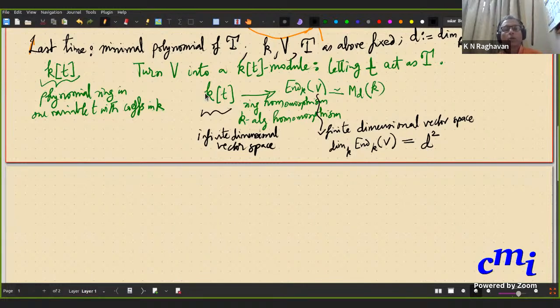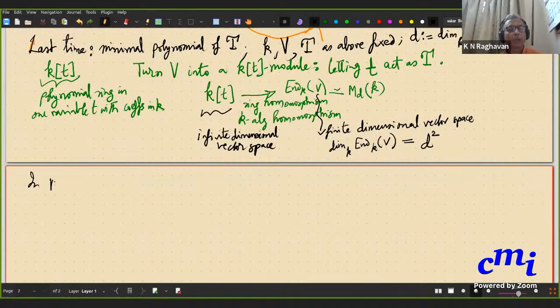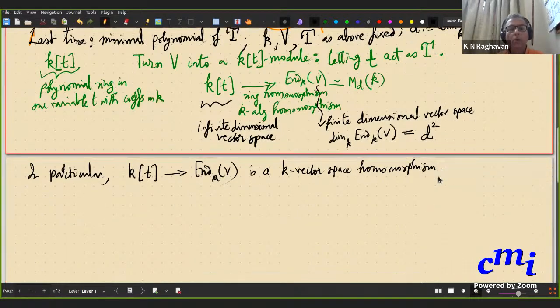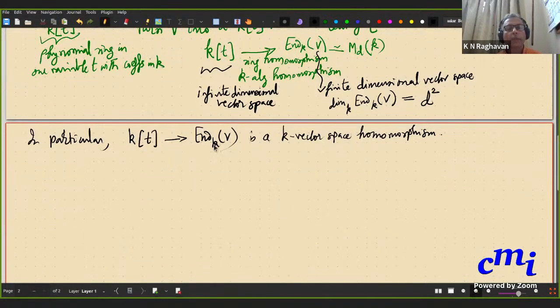Okay. Now, this is a ring homomorphism. It's also a K algebra homomorphism. In particular, it's a K vector space homomorphism. In particular, K[T] to M_d(K) is a K vector space homomorphism. Okay, so, but this is infinite dimensional, this is finite dimensional. So how can that be?